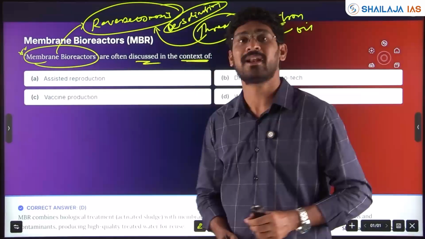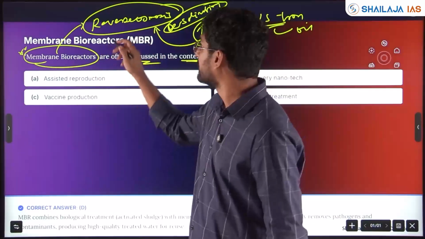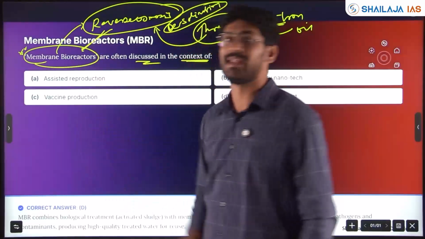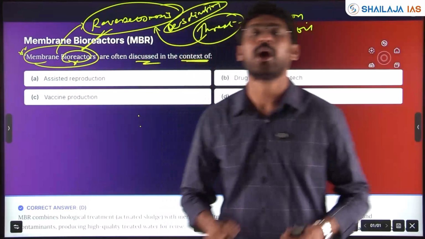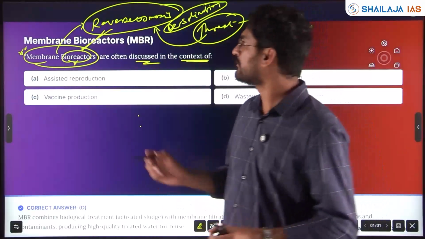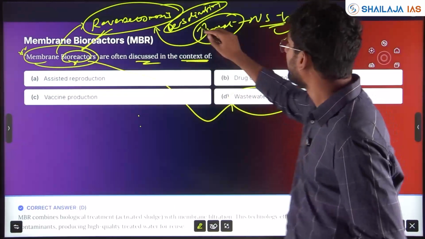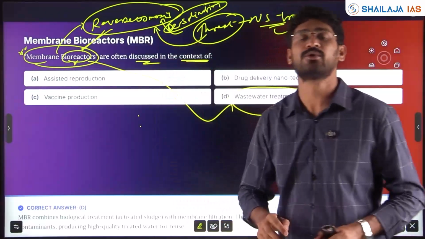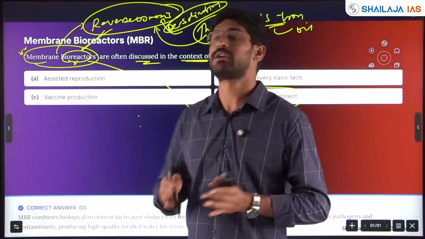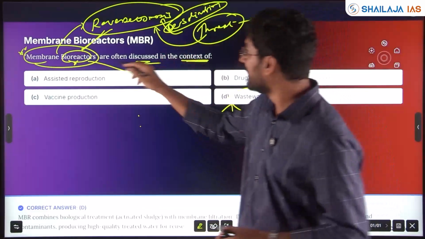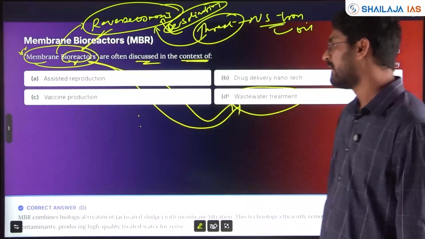This desalination takes place through which technology? Reverse osmosis. Reverse osmosis involves a membrane. And membrane bioreactors, biological membranes, will be used for what? Normally, wastewater treatment. Here, in desalination plants, in reverse osmosis, membranes are used to convert salt water to fresh water. A similar concept with respect to membrane bioreactors is wastewater treatment.